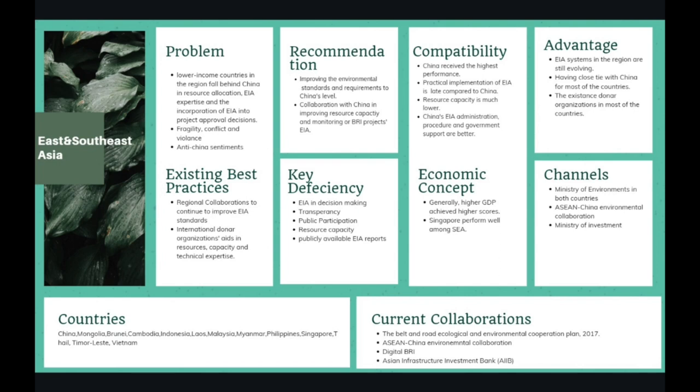The bigger problem is that some countries in the region are in fragility, conflict, and violence, or FCV, settings, which usually have poor institutional capacity. Another problem is the prevalence of anti-China sentiments in these countries. This issue might aggravate the challenges of BRI and also impact assessment. But regional collaboration is strong in this region and the donor organizations are quite active, which is good. But it is important to improve the stringency of regulations to China's level.